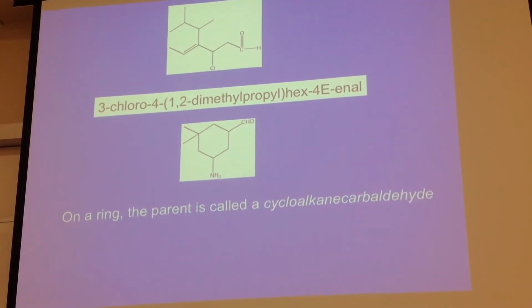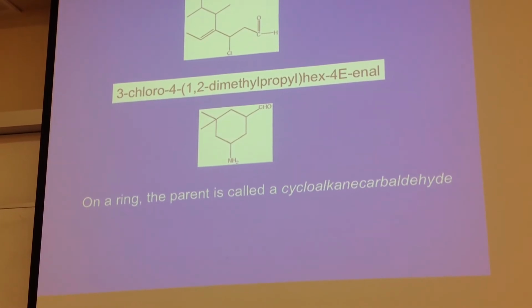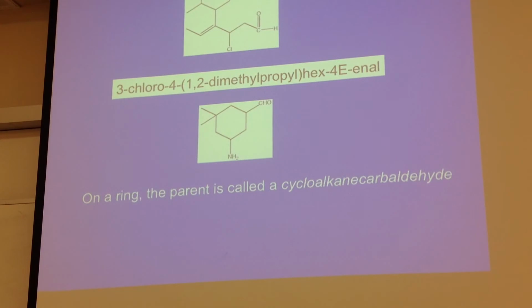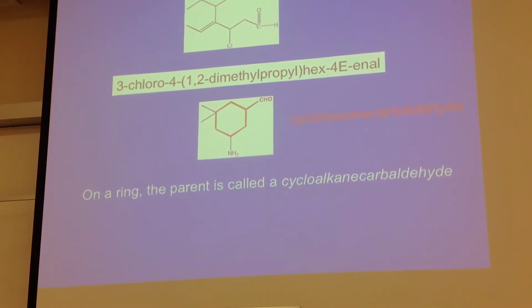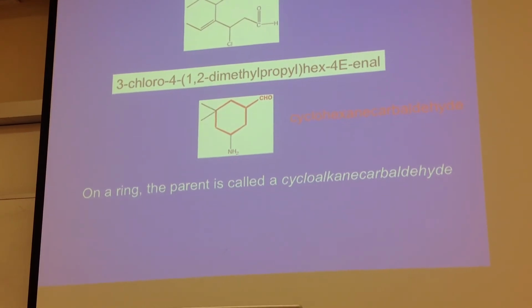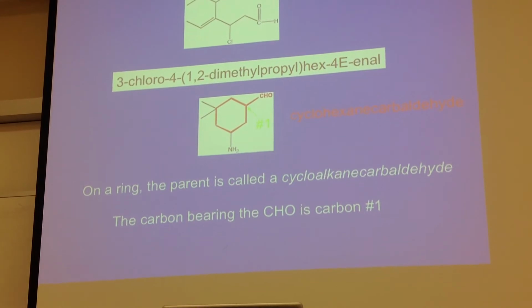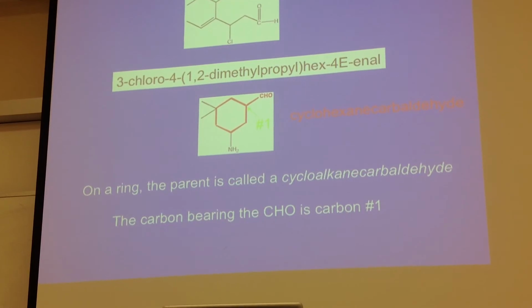When it's on a ring, the parent is a cycloalkane carbaldehyde. So this thing, cyclohexane carbaldehyde, is the parent. All right, so just memorize it. And the numbering, there's the cyclohexane carbaldehyde. The numbering is that number 1 is where the aldehyde is attached. So you don't start numbering on the aldehyde carbon, just the point of attachment of the aldehyde.